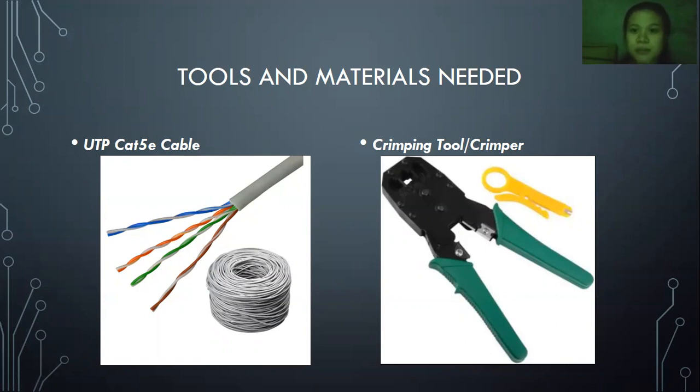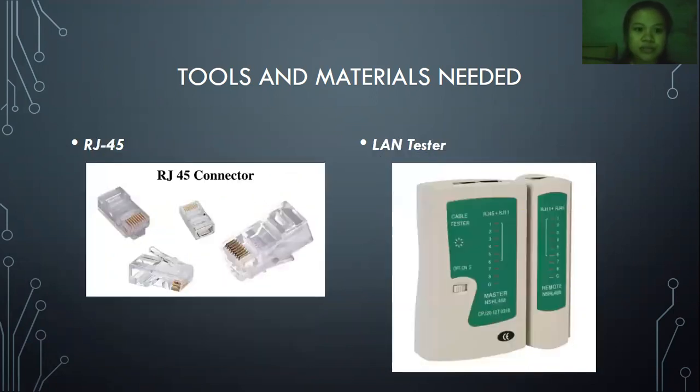So next, we have crimping tool and or crimper. This is a device used to conjoin two pieces of metal by deforming one of them in a way that causes them to hold each other. This is used to crimp UTP cable to RJ45 connector. Next, we have the RJ45 or the registered jack 45. This is a standard type of connector for Ethernet network cables. It is an 8-wire connector used to connect computers to category 5 and shielded twisted pair cables in a network.